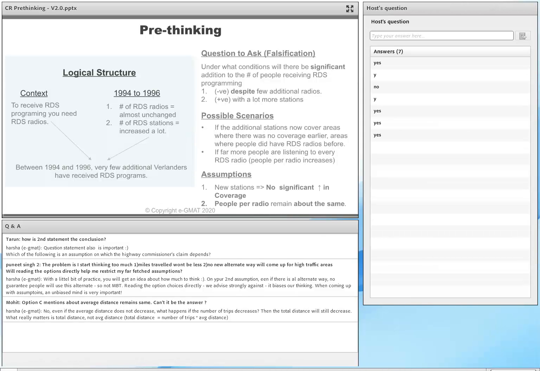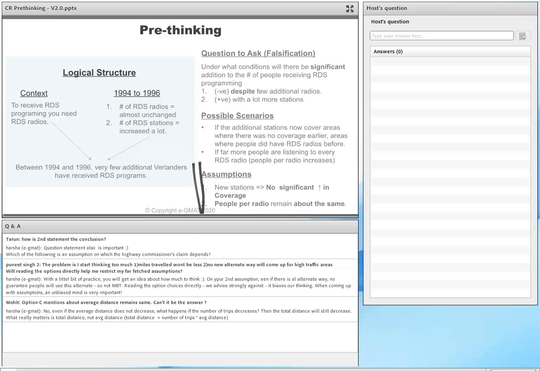So what are my assumptions? The new stations should not lead to a significant increase in coverage where people have the right kind of radio, and people per radio should remain more or less the same. These are the two possible assumptions that I can have from this. Can you see how we translated the possible scenarios into assumptions? These are breakdown scenarios, and these then translate into assumptions. That's your falsification method.